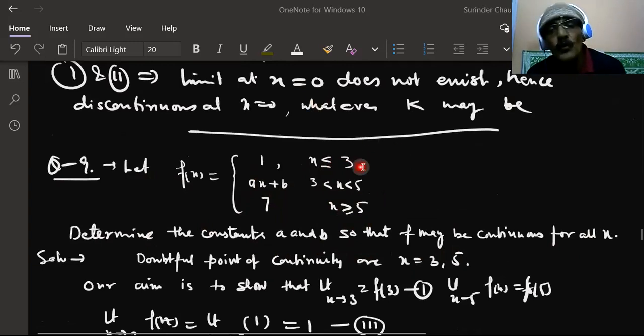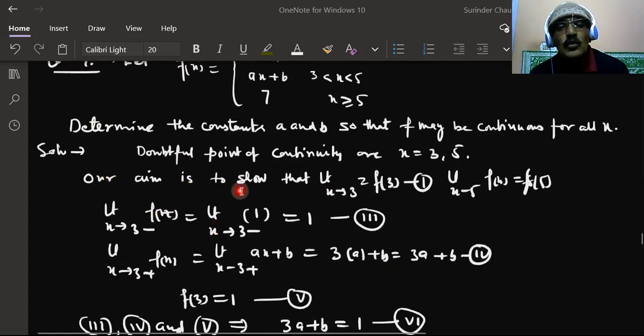So we have to suppose that the function is continuous at 3 and 5. We'll get two equations. At 3, the left limit is equal to the right limit, which is equal to the value of the function at 3. At 5, the left limit is equal to the right limit, which is equal to the value of the function at 5. We'll solve these two equations. So the doubtful points of continuity are 3 and 5, where the function has been split.